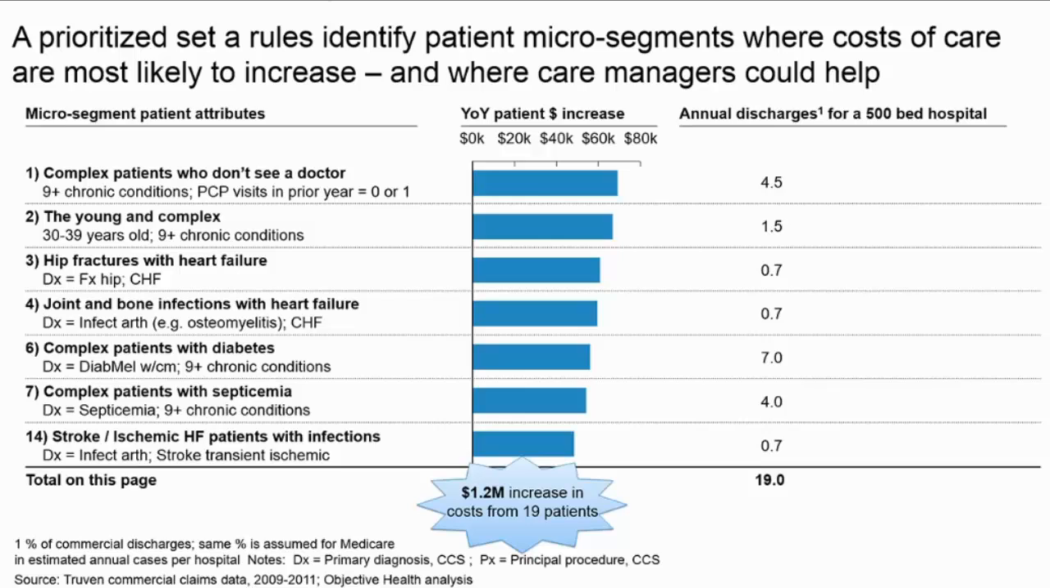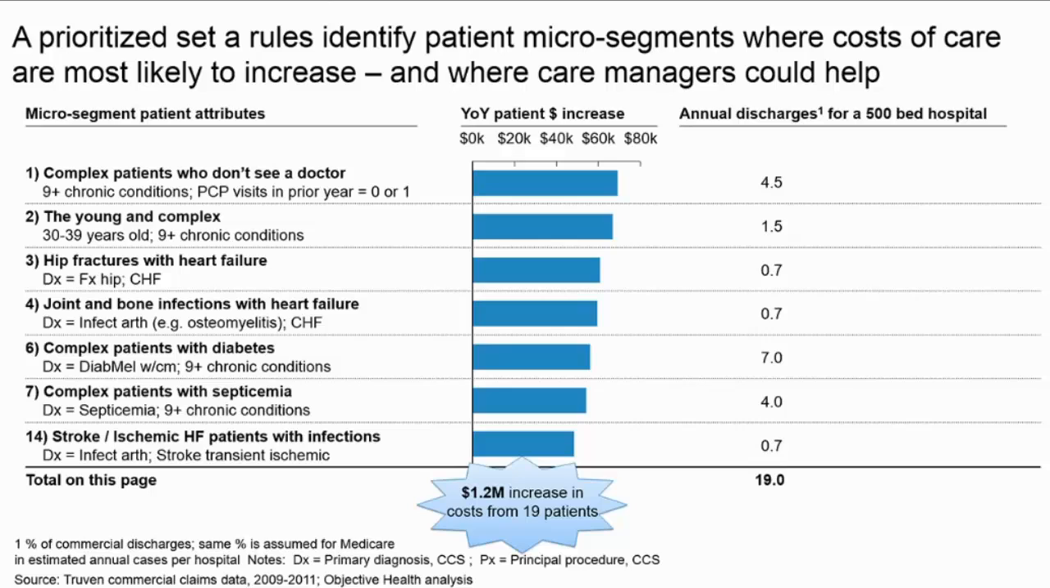I think there are some interesting things on this page, and it's worth spending a minute or two talking through what's on here. The font might be a bit small for those in the back. I won't belabor it, but I do want to talk through it a little bit. So the top line: complex patients who don't see a doctor. These are defined as those with 9 or more chronic conditions, who in the year prior to their admission had 0 or 1 primary care visits.